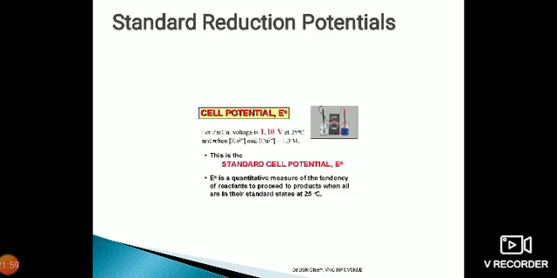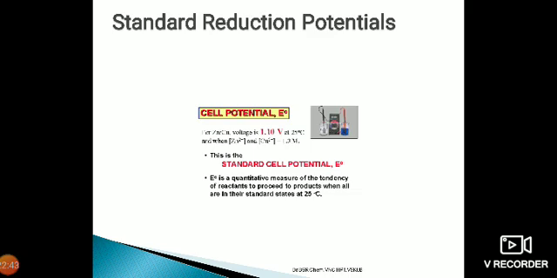Or when both are represented in terms of reduction electrode potentials, the cell potential is equal to the EMF at the cathode minus the EMF of the anode. In such cases, EC is 0.34 volts in terms of reduction electrode potential, and EA is minus 0.76 volts in terms of reduction electrode potentials. Therefore, the EMF of the cell is equal to EC minus EA, that is 0.34 minus of minus 0.76, minus of minus is plus, so we get 1.1 volts. That is called the standard cell potential, and we represent it as E0.